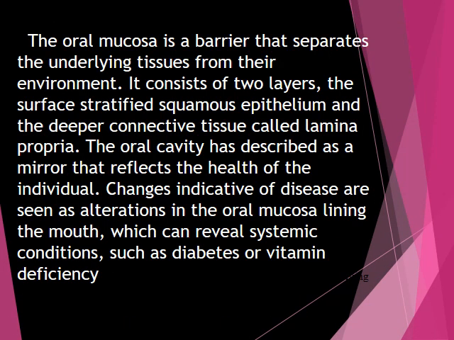The oral mucosa is a barrier that separates the underlying tissue from the environment. It consists of two layers: the surface layer, which is stratified squamous epithelium, and the deeper layer, which is connective tissue called lamina propria. The oral cavity has been described as the mirror that reflects the health of the individual.